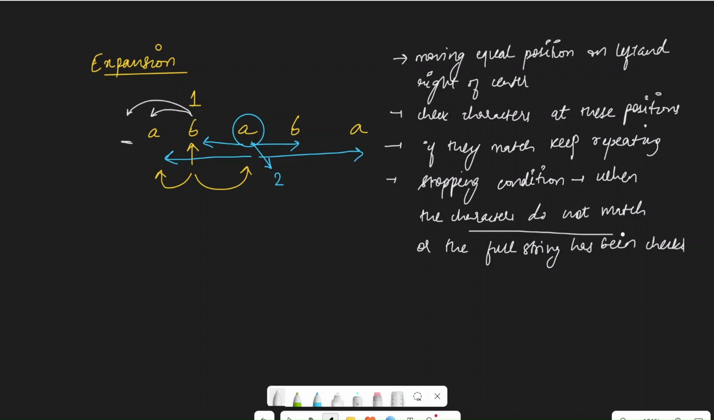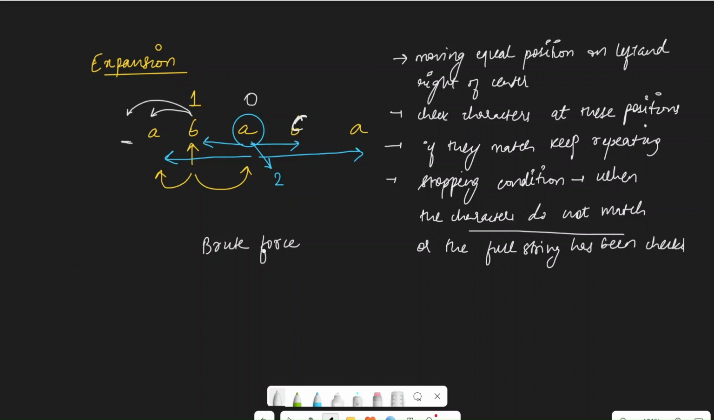So either we find non-matching characters. Suppose there was a C over here. Then when we move one position to the left, one position to the right, they are not equal, which means the length of palindrome at this position would be equal to 0. But because it was equal, we were traversing the full string. So this is the whole concept of expansion. This is essentially what you will use during brute force. You're going to check for this as a center. So expand from center and go left and right and check whether we have matching characters or not. So this is the full concept of expansion.